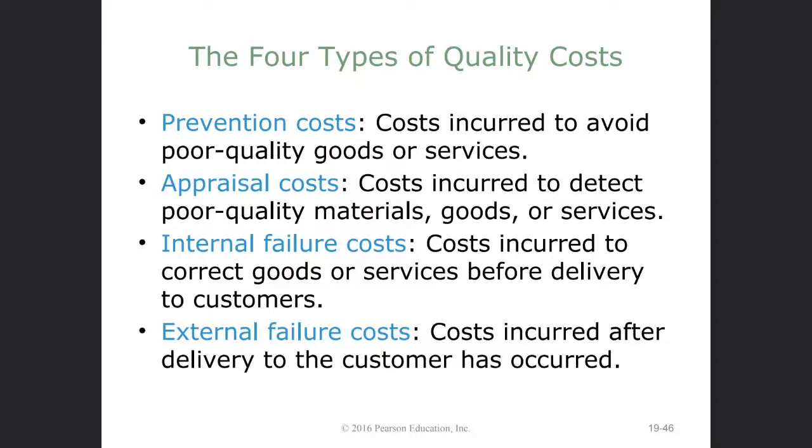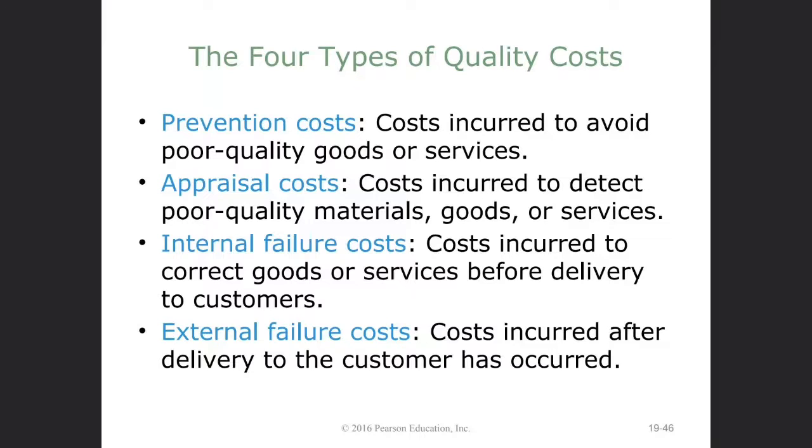What about appraisal cost? So prevention cost is cost incurred to avoid poor quality goods or services. What about an appraisal cost? An appraisal cost is a cost incurred to detect poor quality materials, goods, or services. So what would be an example of an appraisal cost, besides a house appraisal? To detect poor quality materials, goods, or services. Maybe like an inspection. Somebody comes through and inspects what you did.